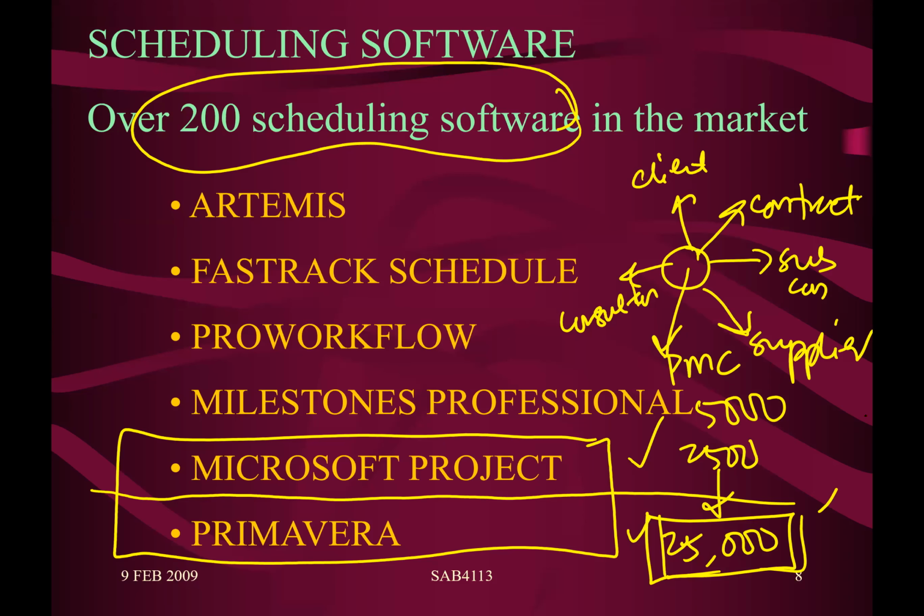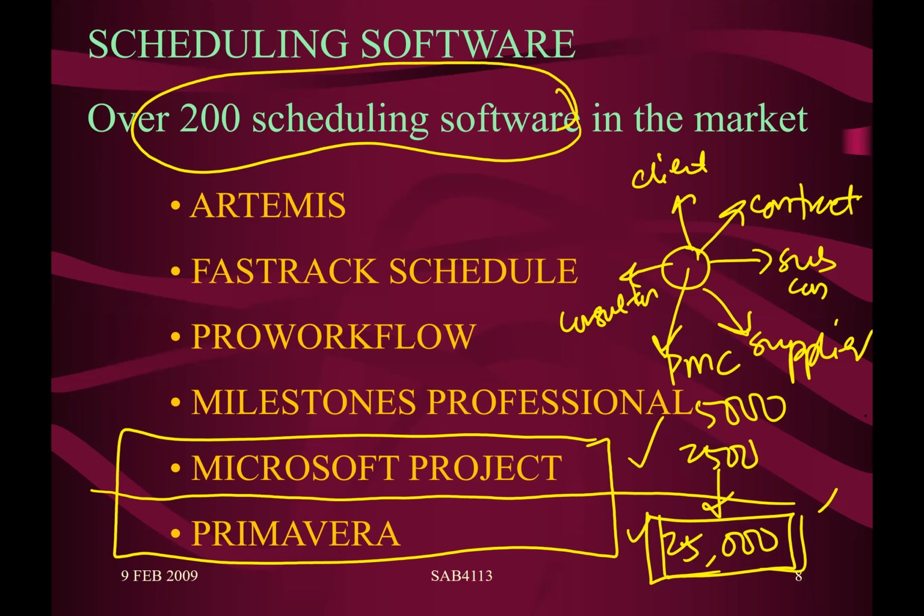Primavera was invented for the purpose of complex projects such as the oil and gas industry and construction, whereas Microsoft Project is meant for multi-discipline use. So many more fields or industries can use Microsoft Project. It is not limited to construction. Anybody can use it. You can even use it to schedule your daily work, your office work, whatever.